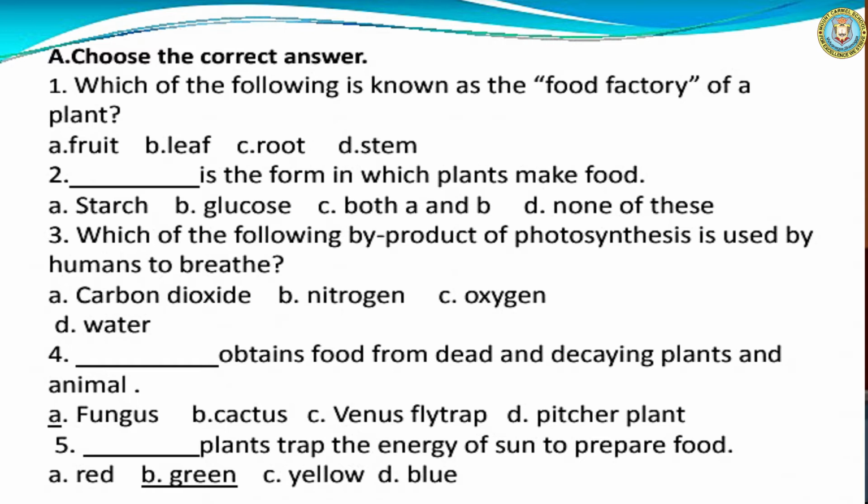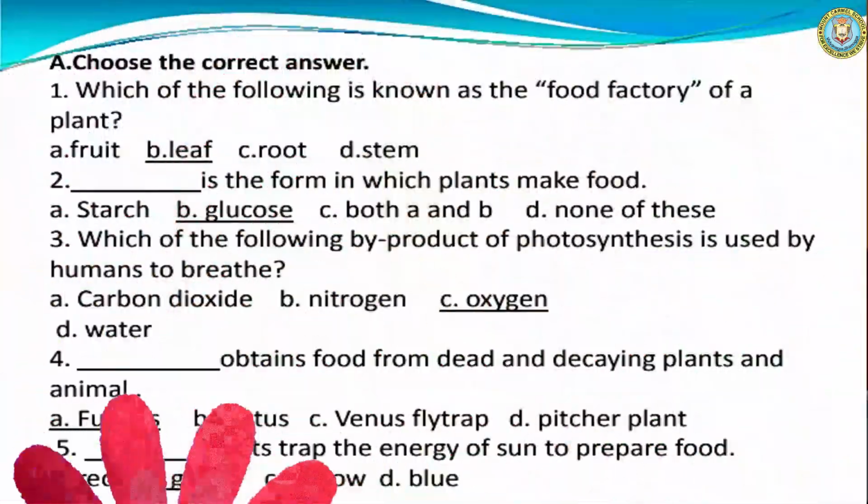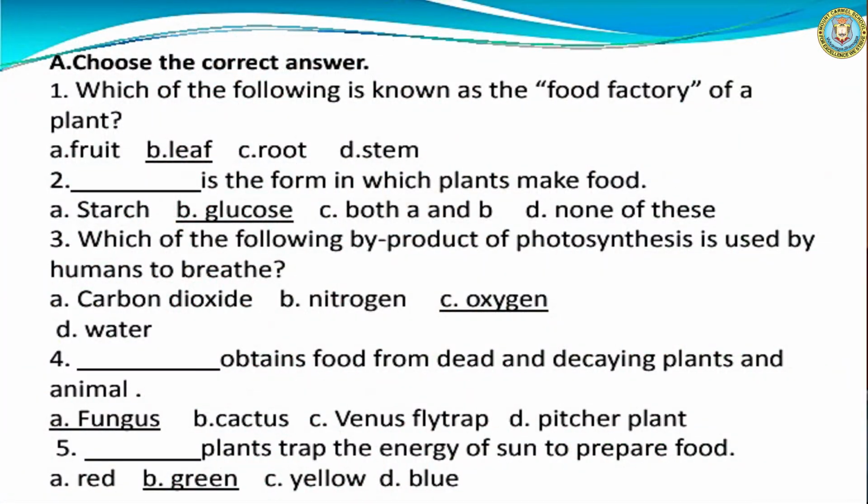And fifth one is, dash plants trap the energy of the sun to prepare food. Yes, all these are the questions. I have answered few questions. Okay, now you have to check your answer by this second image. Yes, all the answers are correct, isn't it?